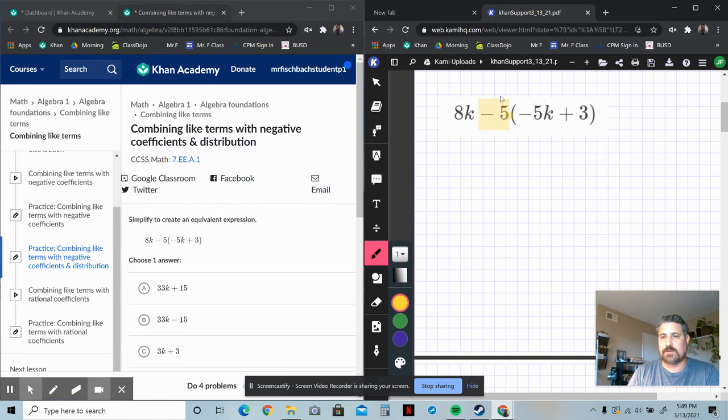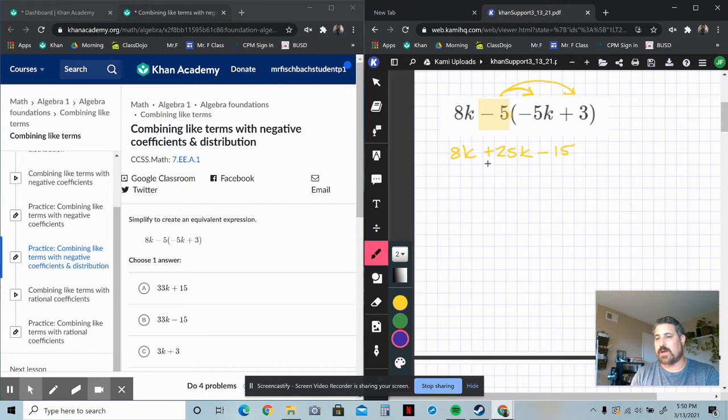So let's do it. -5 times -5. Negative times a negative is a positive. 5 times 5 is 25, so this is going to be positive 25k. And then -5 times +3. Negative times a positive is a negative, and 5 times 3 is 15. This means -15. So ultimately what you have here is 8k plus positive 25k minus positive 15, so 8k plus 25k minus 15.